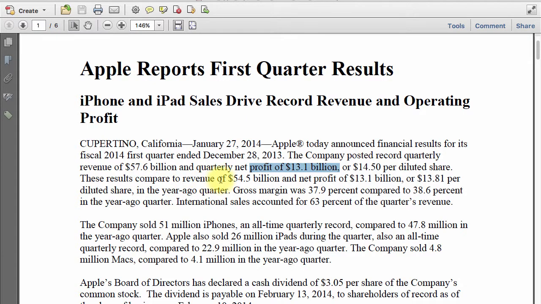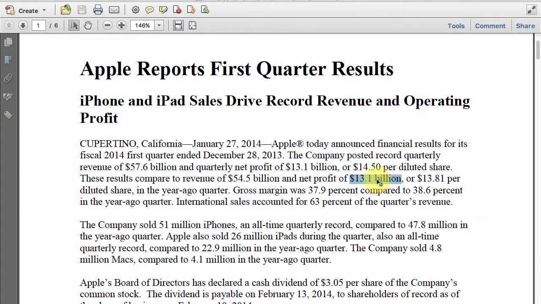The results compare to revenue of 54.5 billion. So before that, if we look at not October, November, December, but July, August, September, the 3 months before, that earlier quarter, they sold a little bit less, right? They only sold 54.5 billion in revenue, so that's a little bit less. But look at that, their profit was still the same. They still made 13.1 billion.